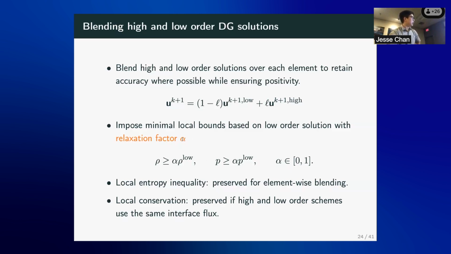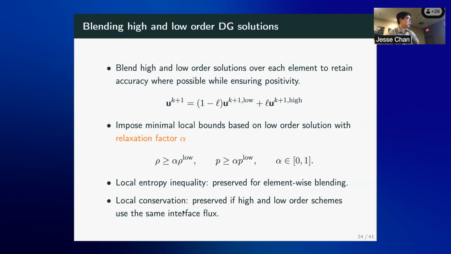So we'll show you a couple of different values of these relaxation factors alpha. We'll show you that it doesn't really seem to impact the qualitative behavior of the solution. And if we do this sort of blending, then we get a local entropy inequality. This is preserved for element-wise blending, at least for the inviscid scheme. It turns out that it is not actually preserved for the viscous scheme exactly.